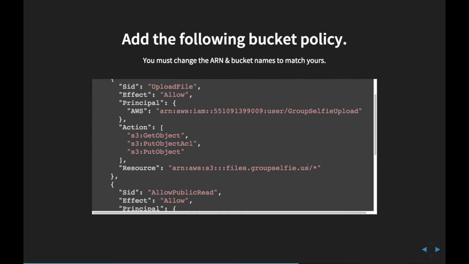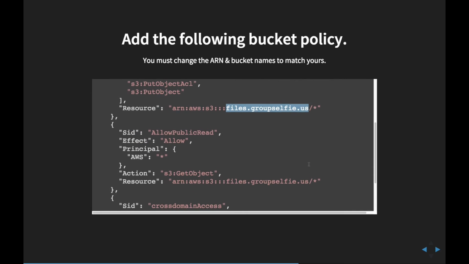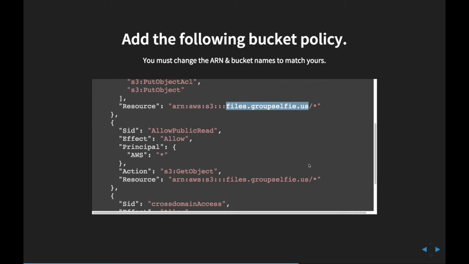And this is something that also needs to be modified when you create your bucket. This is the bucket name. Really, all you need to do is change this to the bucket name of whatever bucket you have. And I think everything else should stay the same. We also want to allow public read access to our bucket. So anybody who creates a selfie, you guys should be able to view those selfies.